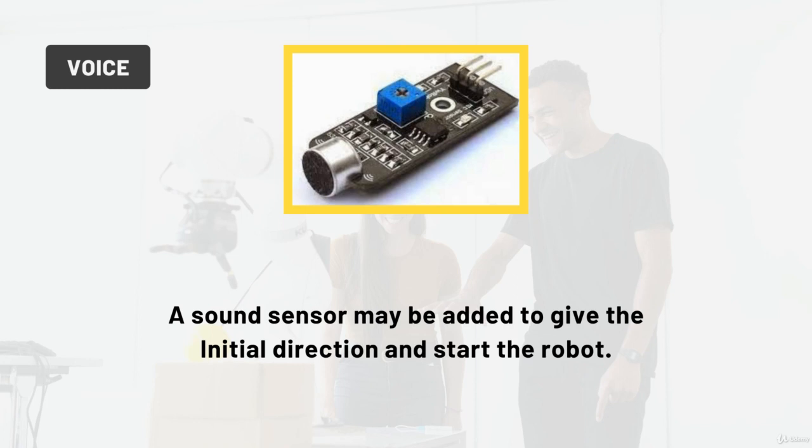A sound sensor may be added to give the initial direction and start to the robot. By recognizing the frequency of sounds like claps, it will move to different directions.